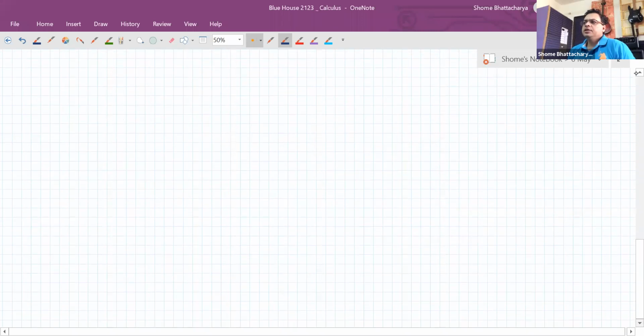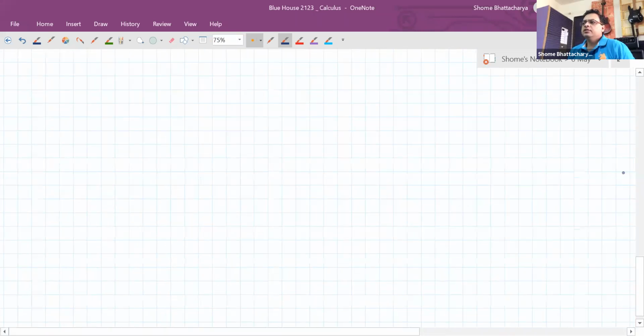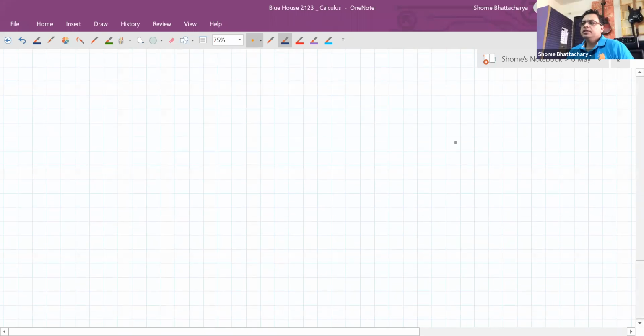Now, another way to interpret a function, or to understand a function, is what we call the geometrical interpretation, or that is through a graph. So a graph of a function is a way to geometrically interpret a function.